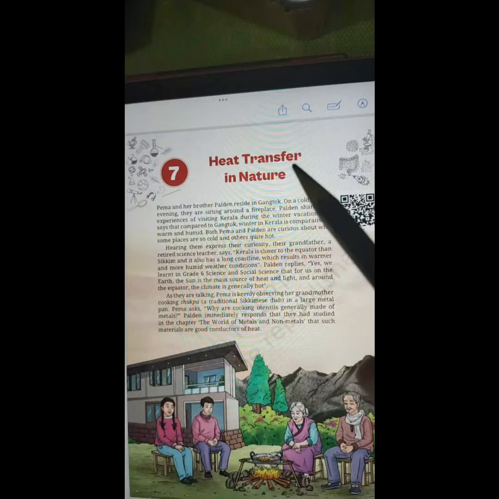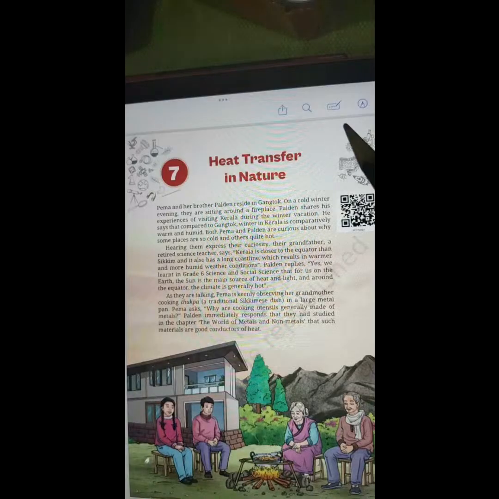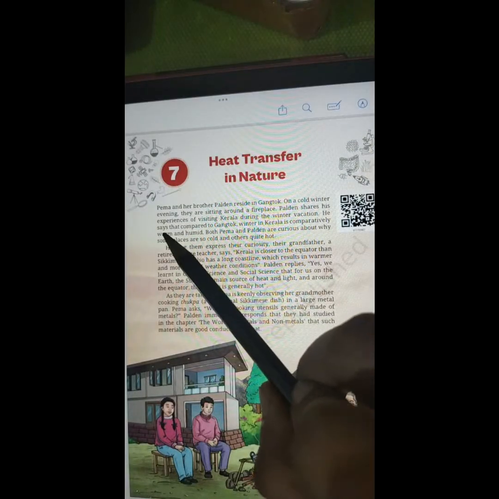As the screen is clear to you, let's begin with the reading of Heat Transfer in Nature.